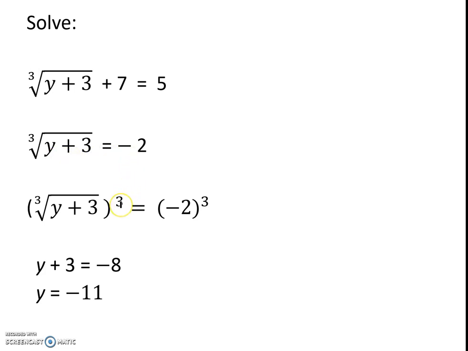Just like squaring gets rid of the square root, cubing gets rid of the cube root. So we did that on the left side, and we've just got y plus 3. But what we do to the left side, we always have to do to the right side of the equation. So when we cube a negative 2, we end up with a negative 8. We don't want y plus 3, we just want y by himself. So we minus 3 to both sides of the equation to find our answer of y equaling a negative 11.